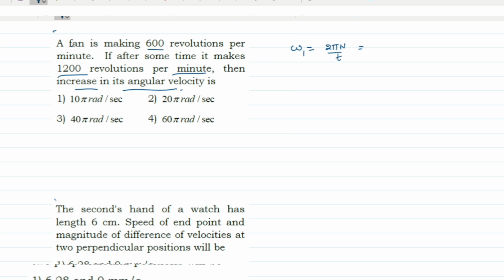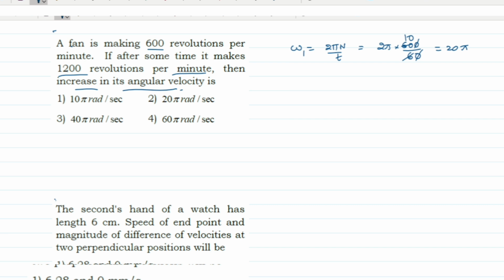This is a basic formula. It's nothing but 2 pi into n, here 600 revolutions per minute, so you have to convert the minute into 60 seconds. Here this 10 gets cancelled, 10 times 2 will be getting as 20 pi. This is the initial angular velocity.